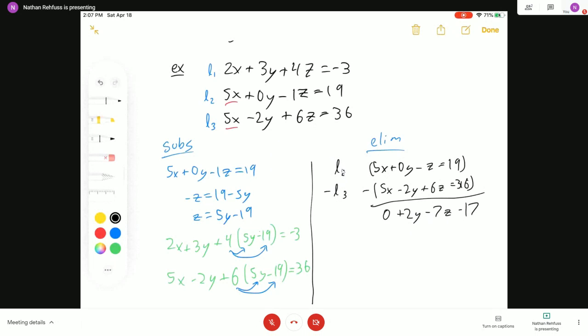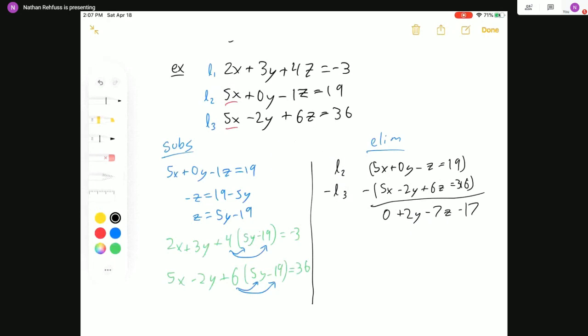Whichever one I pick, though, I'm going to try to eliminate x again. Let's do 1 and 2. Again, it's completely up to you, but I'm going to choose 1 and 2.